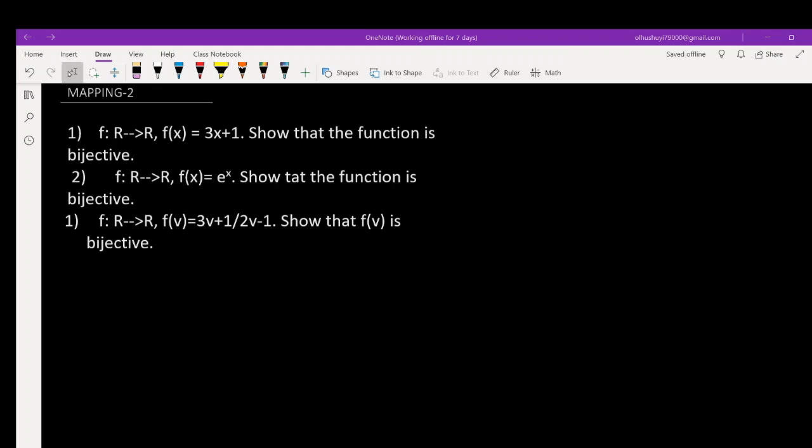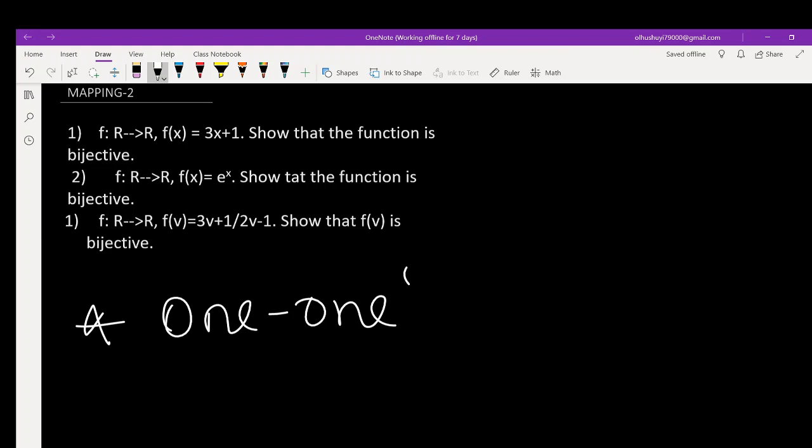Now we talk about the calculation of bijectivity of functions. How do you determine if a function is bijective? There are two things involved. First, such a function should be one to one, that is, it should be one to one mapped, and that is injective. The function should be injective.